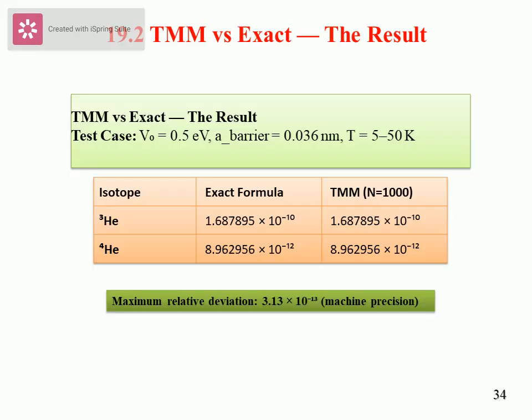Now let's look at the validation result. Here is the comparison between our exact analytical formula and the transfer matrix method. The test case is about a 0.5 electron volt barrier, 0.036 nanometer, 5 to 50 Kelvin temperature. Both methods match exactly for both isotopes. The deviation is about 3.13 times 10 to the power minus 13, that is machine precision. So the WKB is mathematically correct. TMM independently confirms it.